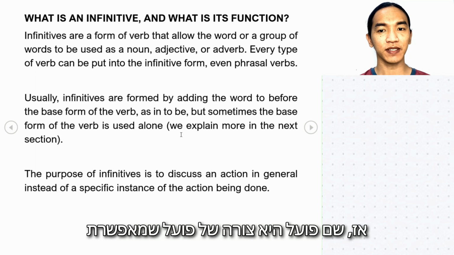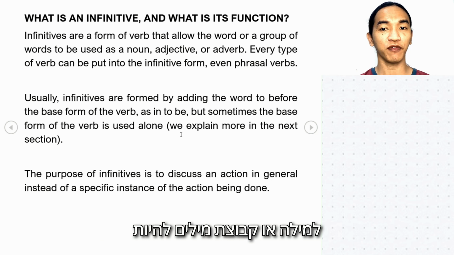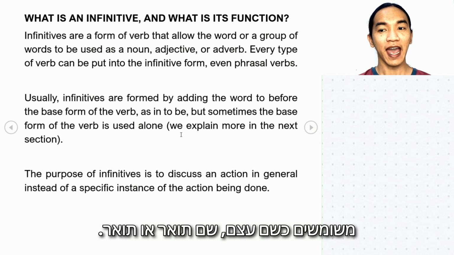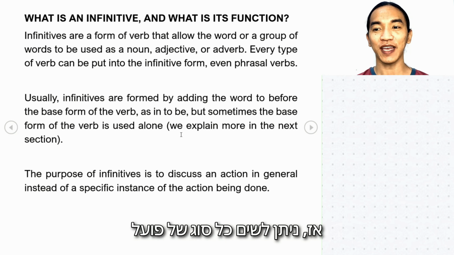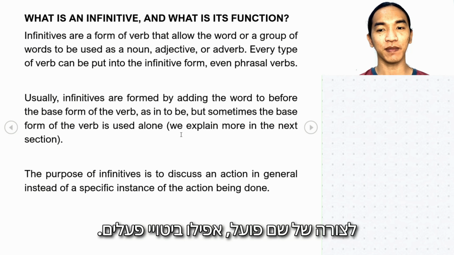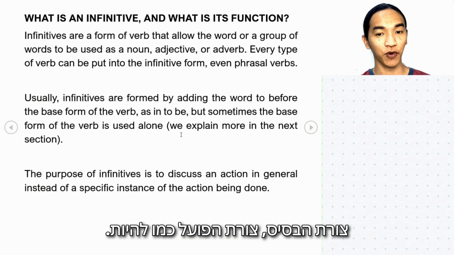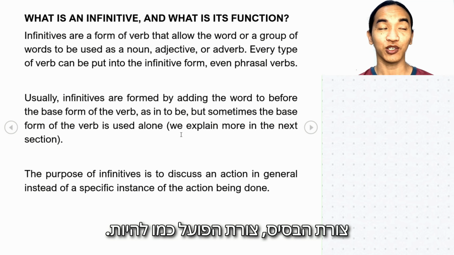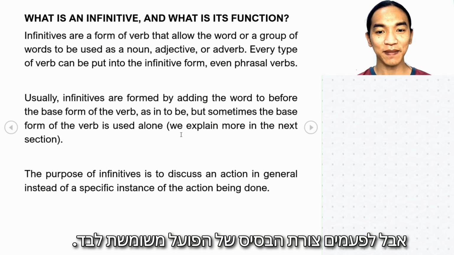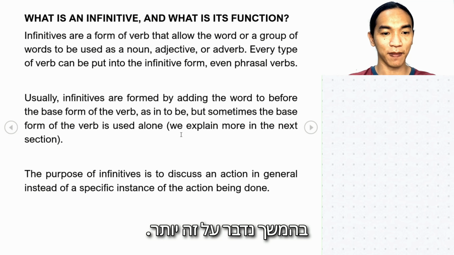So, infinitives are a form of verb that allow the word or a group of words to be used as a noun, adjective, or adverb. Every type of verb can be put into the infinitive form, even phrasal verbs. Usually, infinitives are formed by adding the word to before the base form of the verb, as in to be. Okay, but sometimes the base form of the verb is used alone. Later on we will talk about that more.